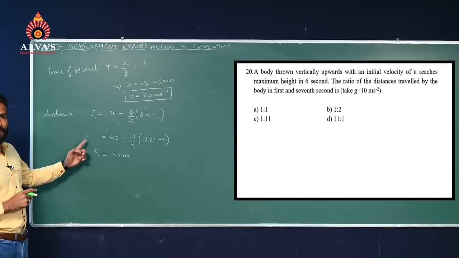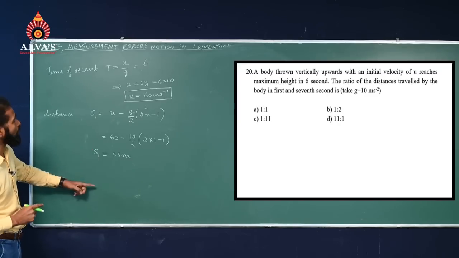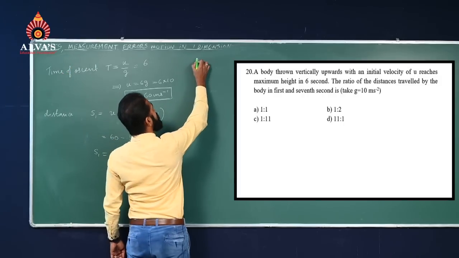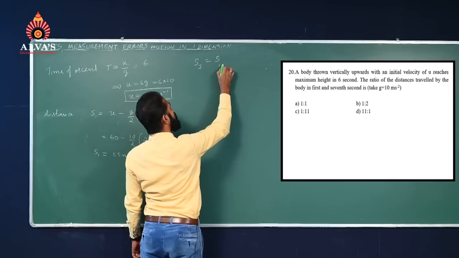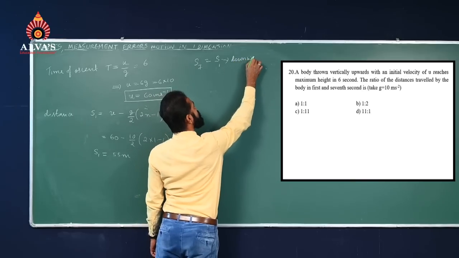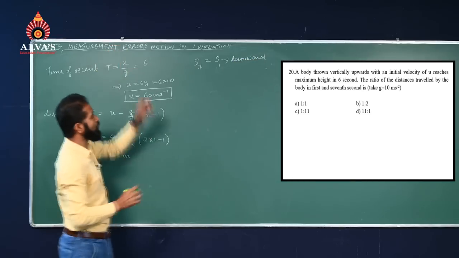Now the distance traveled in the 7th second is same as distance traveled in the first second of downward motion, because the body reaches the maximum height in 6 seconds. So therefore distance traveled in the 7th second is same as the distance traveled in the first second, but this is during downward motion. And for the downward motion, initial velocity at the top will become 0.